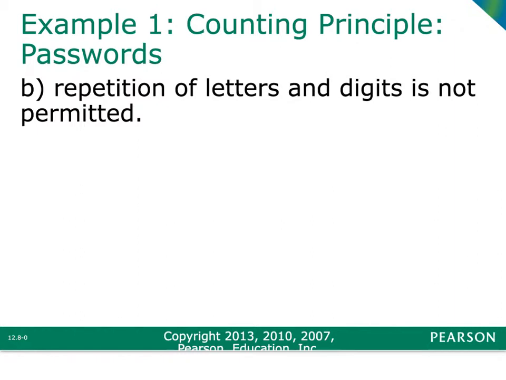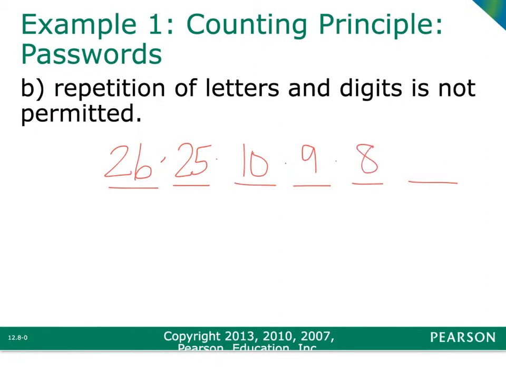Question B. Again, we're doing 2 letters and 4 numbers, and this time the repetition of letters and digits is not allowed. So that means for the first letter, there's 26 options, but for your second letter, there's only 25. For your first digit, there's 10 options, but for your second, there's only 9. Your third, there's only 8. And your fourth, there's only 7. So how many possible passwords would there be for that? 3,276,000 passwords.